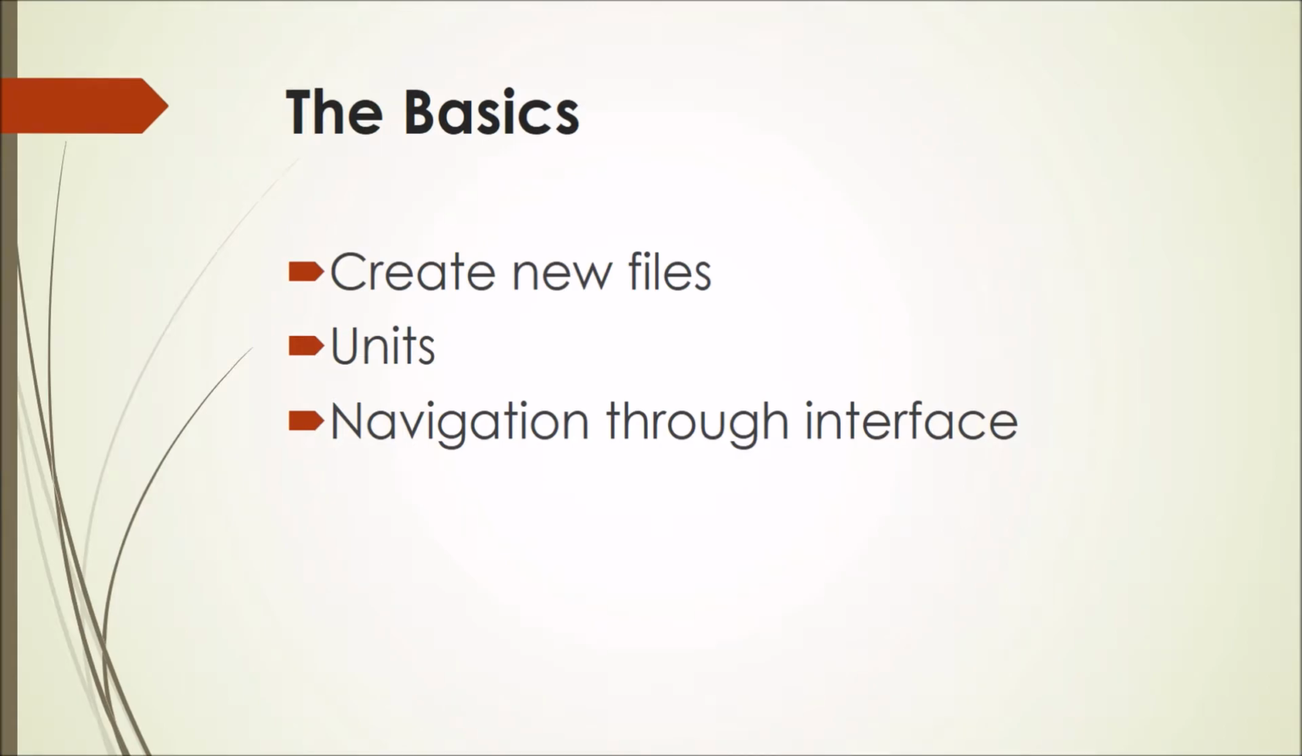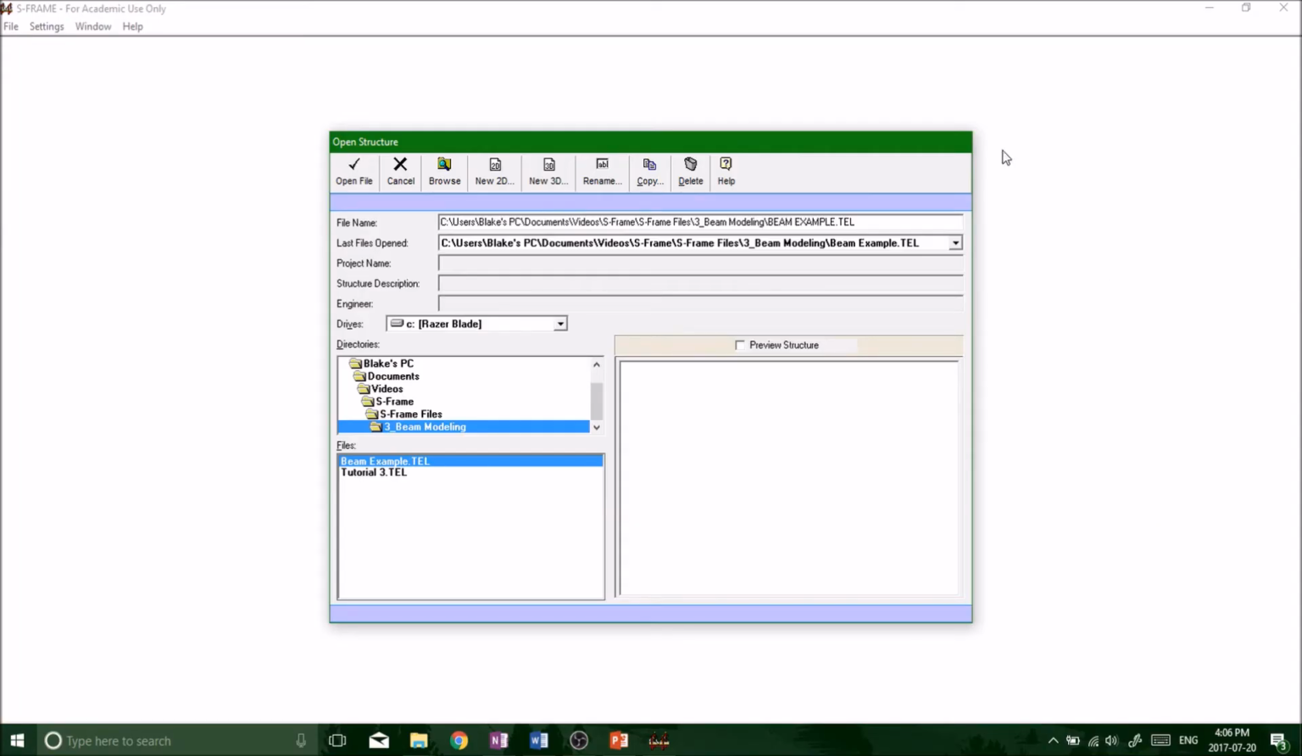When we first open up S-Frame, this is going to be the first window that pops up. It's going to ask you if you want to open up an existing file or if you want to create something new. So obviously we want to create something new. Because this is just the beginner tutorials, we're going to look at the top where it says new 2D. We're going to be sticking with two-dimensional models. We're going to leave three-dimensional models for later tutorials when we cover more advanced topics.